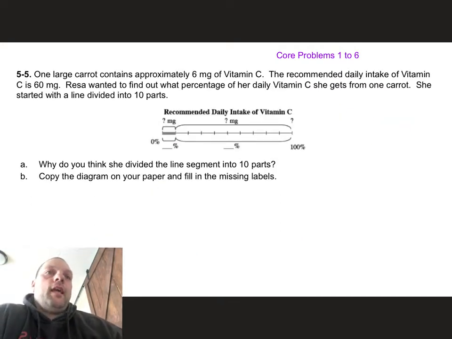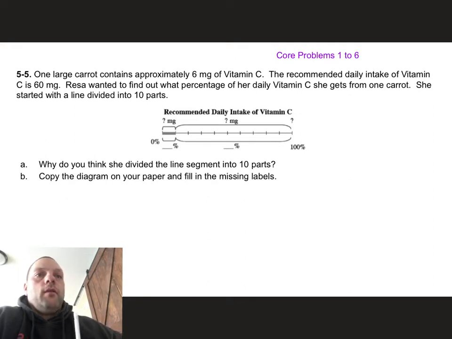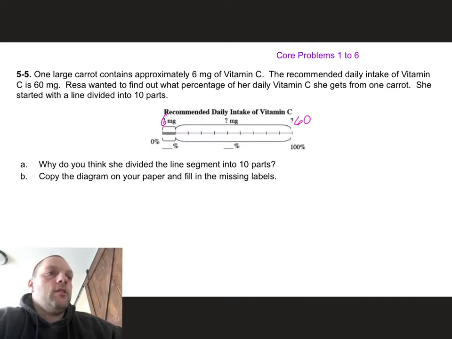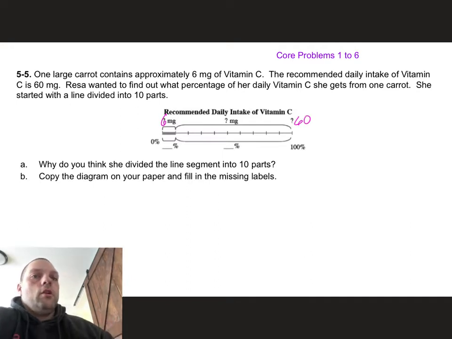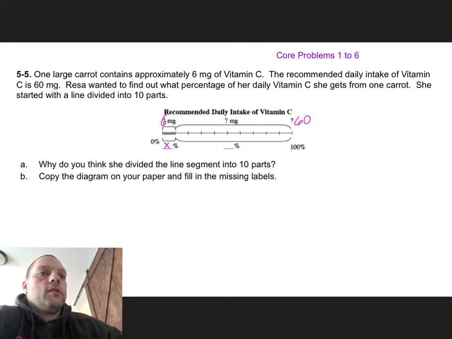One large carrot contains approximately 6 milligrams of vitamin C, and the recommended daily intake for vitamin C is 60 milligrams. All right, so if I'm looking at my chart here, I'm going to put the 6 for the question mark for the milligrams, and then my 100% is going to be 60 because it says that we have to consume 60 milligrams. So you notice that I don't know what percentage that is down there, but I can find it based off of 6 over X is equal to 60 over 100.